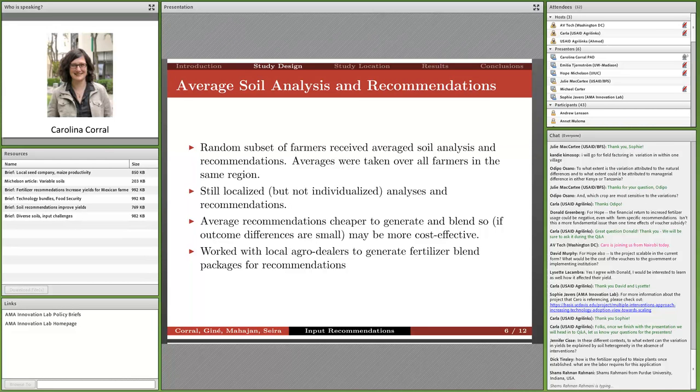And then finally, we worked with agro dealers to actually perform these physical mixes. In theory, you don't need that. Farmers can do their own blend just by buying the different fertilizers. The reason why we did it is because we wanted to be sure that the blend was performed in the right amount, because we were trying to calculate what the returns to these mixes were.